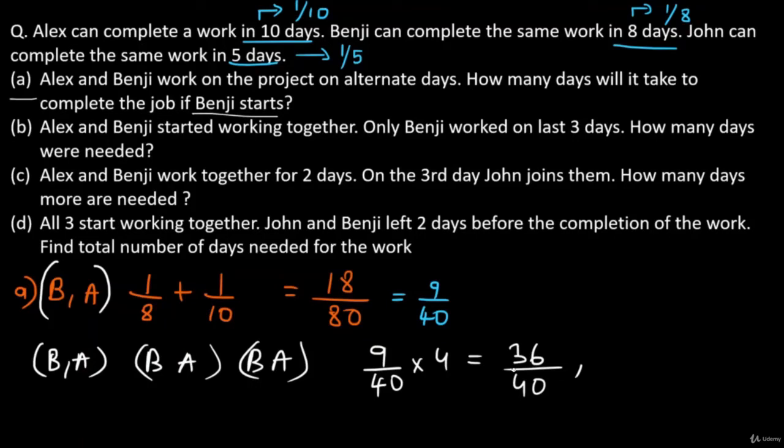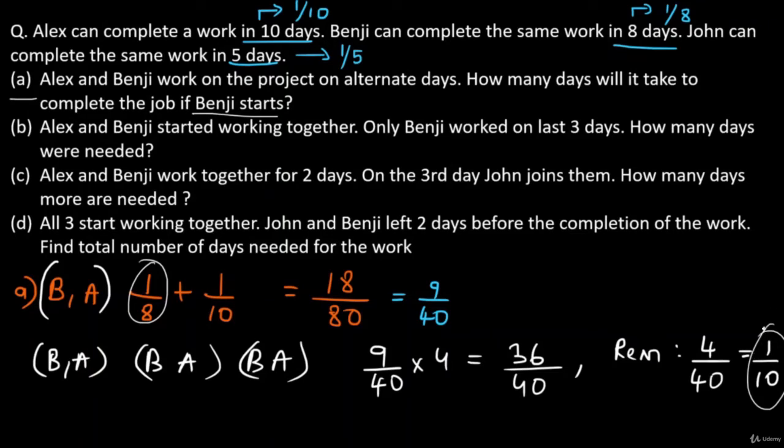Now how much of the work would be remaining? That would be 1 minus 36/40, and 1 can be written as 40/40, right? So 40/40 minus 36/40 is equal to 4/40. So 1/10 of the work is still remaining. Now if Benji were to work one more day, he would cover 1/8, right? So that's greater than 1/10. So we don't need one complete day of Benji's work.